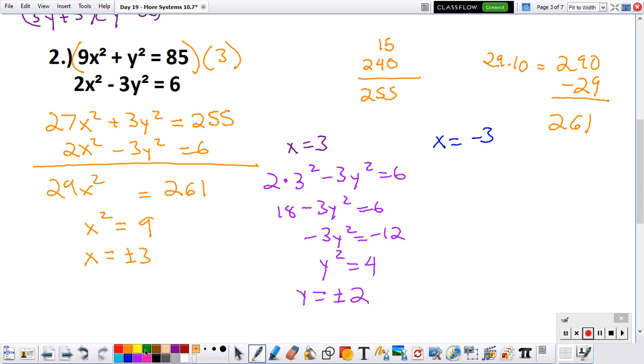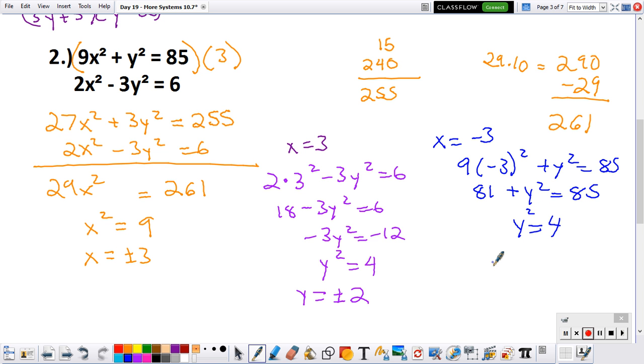Now I want to point out that first equation, I'm not afraid of it. I'm going to take it on. 9 times negative 3 squared plus y squared equals 85. Well, I think that one might be easier because negative 3 squared would be 9. 9 times 9 is 81. Plus y squared is 85. 85 minus 81 is 4. Square root of 4 is 2. Plus or minus 2. So now we've got 4 solutions. Like I said, this is a great problem. If I was writing the test, I might write a problem like this one too.